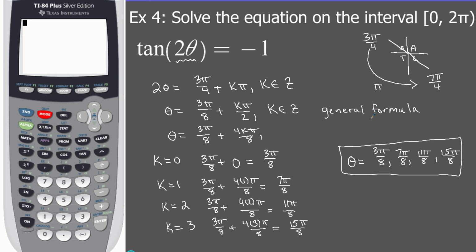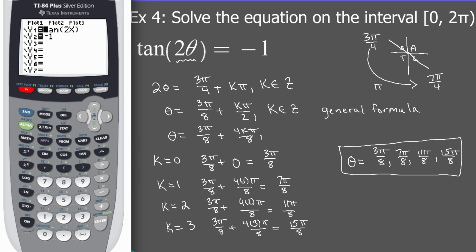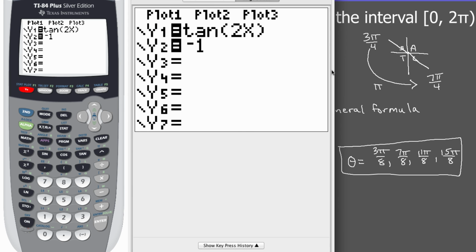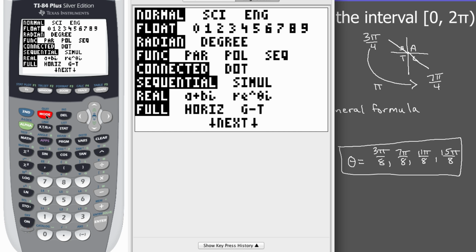So what I want you to do is go ahead and put tangent of 2 theta in y1 and put -1 in y2. So your calculator should look like this, your y equals screen. I'm going to make this a little bit bigger just so that you can see all of this. All right, so that's what your y equals screen should look like. Now again, just make sure that your calculator is in the correct mode. You should be in radian mode, not degree mode. So if you're in radian mode, you're good. If you're in degree mode, make sure that you change that.